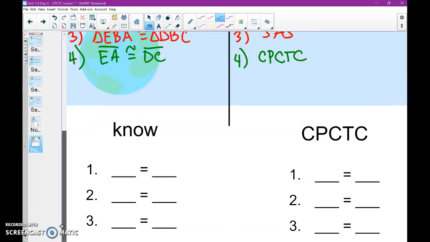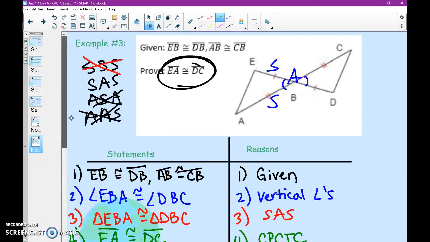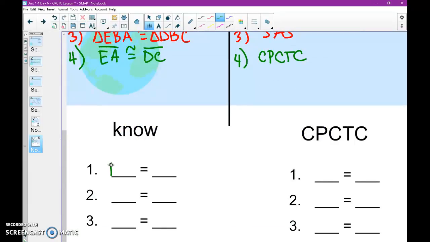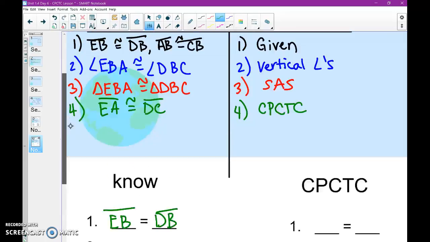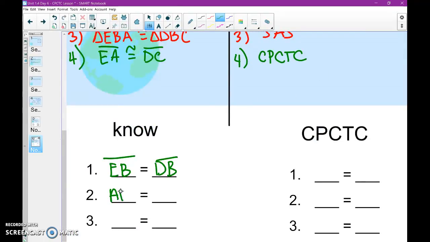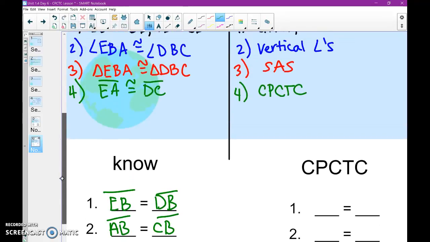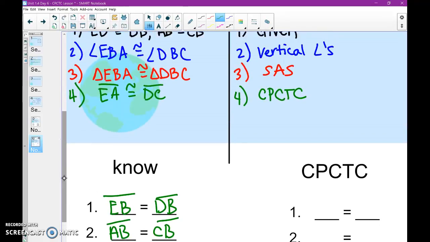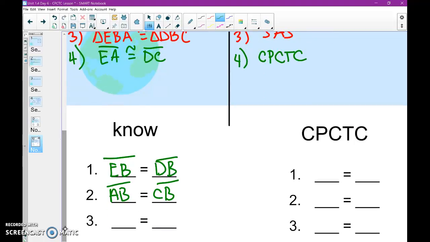So again, let's take a real quick look at this. We knew a few things already. We knew EB was congruent to DB. That was something we knew because of the given. And we also knew that AB and CB were congruent. That was part of the given. And then we figured out, because of the picture, that we had some vertical angles. So angle EBA and DBC were congruent because they're vertical.